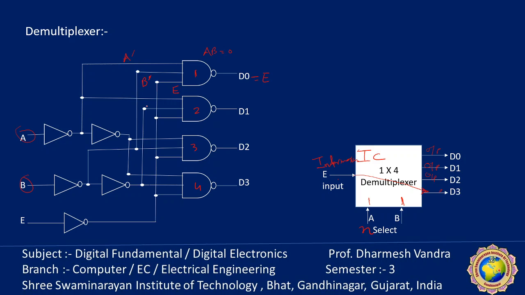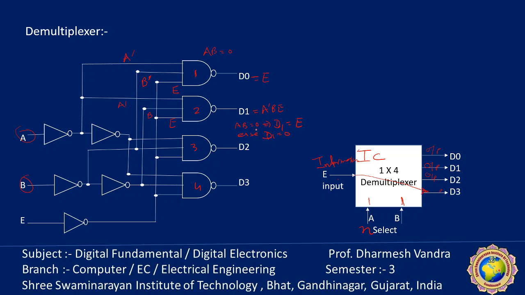Okay, here A dash is the same, but the second input is B and this is E. So D1 is equal to A' B E. When AB equals 0 1, then D1 equals E, else D1 equals 0, because it's an AND gate.